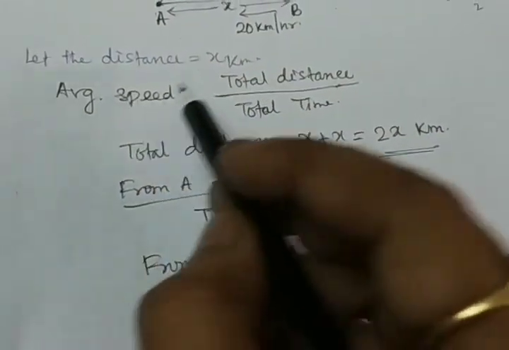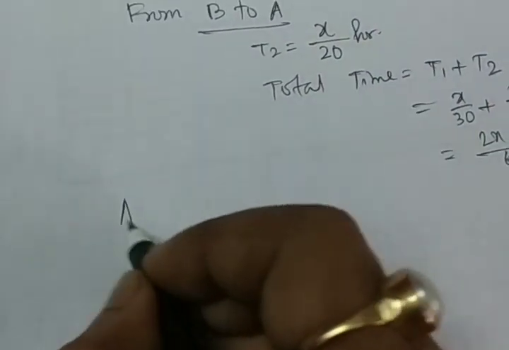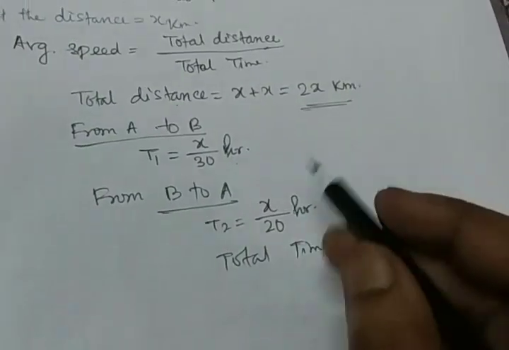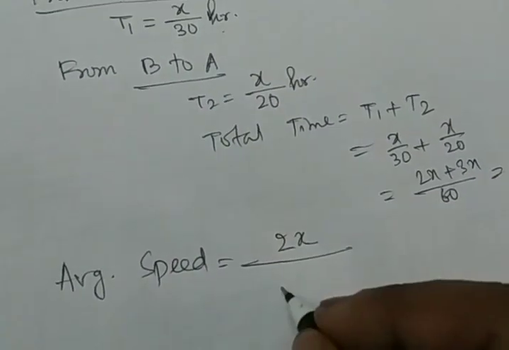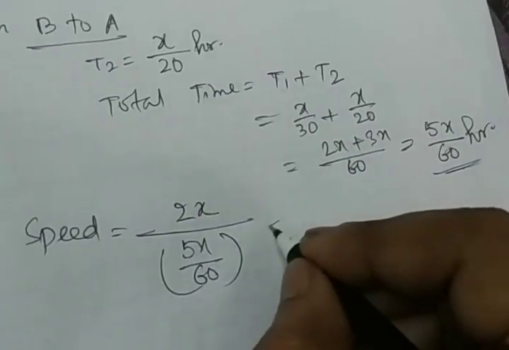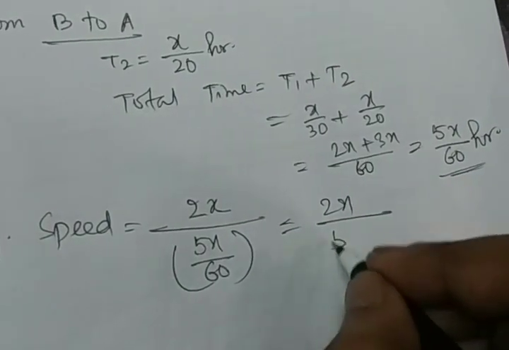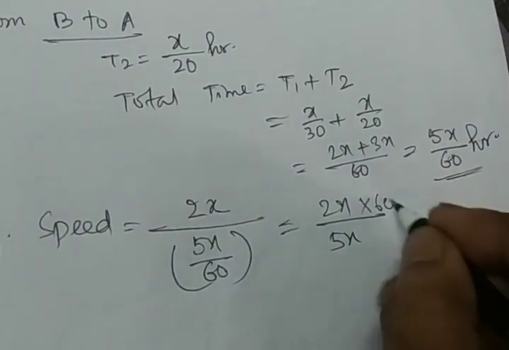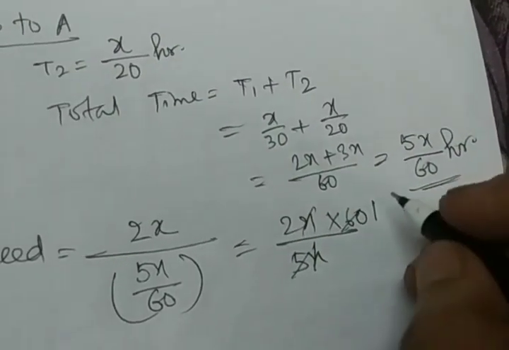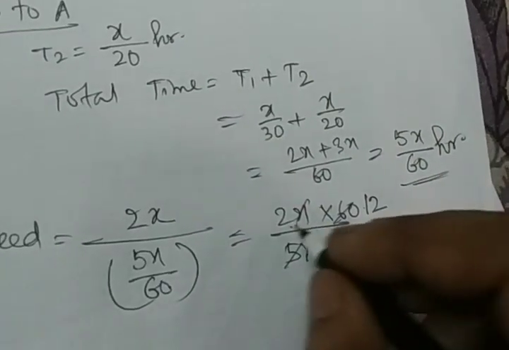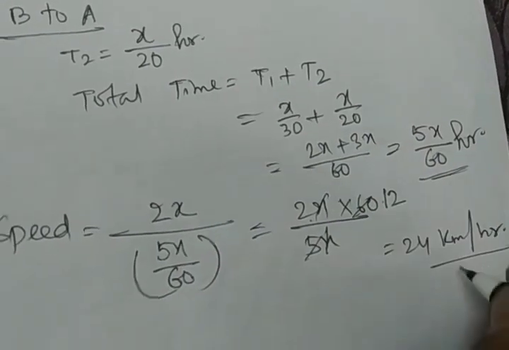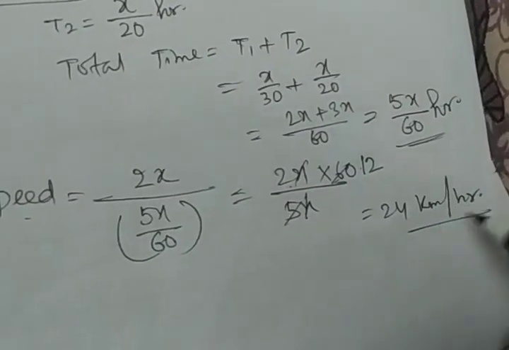Now I will apply the formula, total distance by total time. So average speed is equal to total distance by total time taken. Twice x is the total distance, and total time taken is 5x by 60 in bracket. Now twice x by 5x by 60, the 60 will go up here, x cancels, 5 ones are 5 and 5 twos are, so that means 12 twos are 24 kilometer per hour, because the unit of speed is kilometer per hour. So this is the answer.